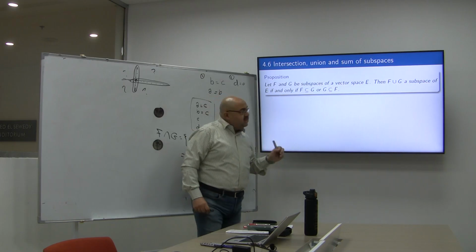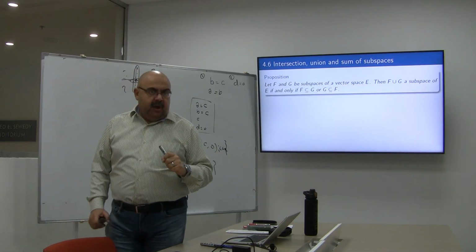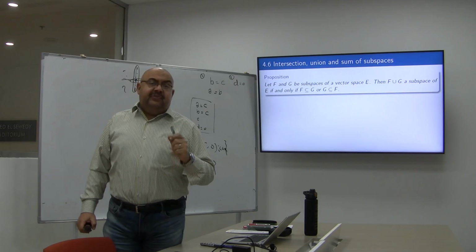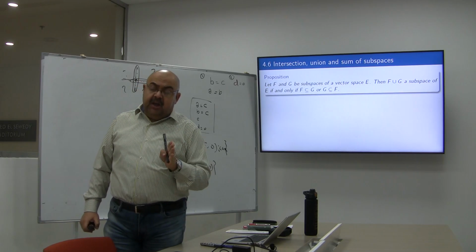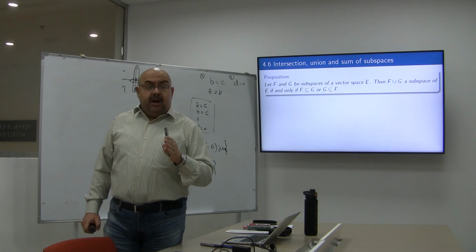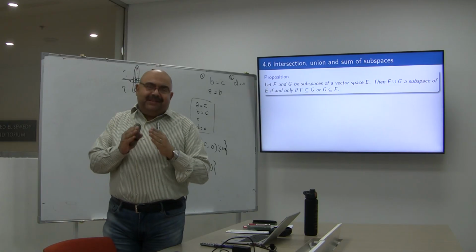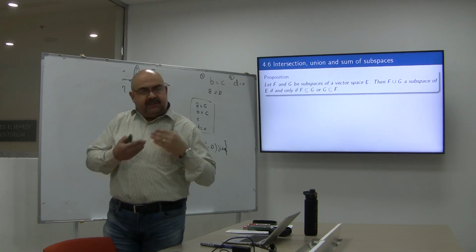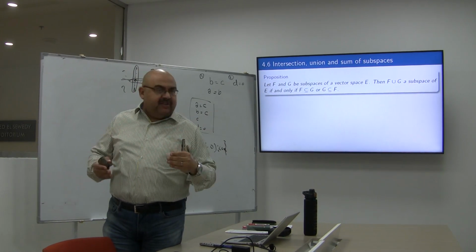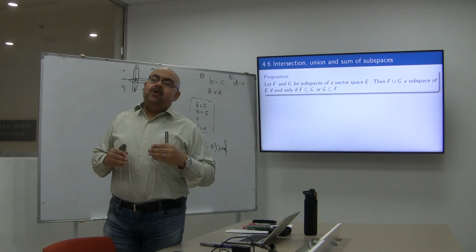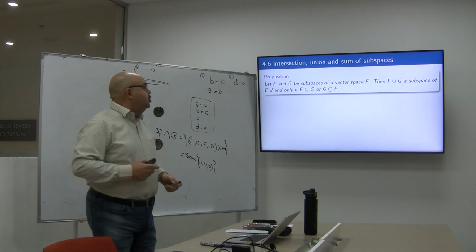This statement is, in particular, to answer the question: if F is a subvector space and G is a subvector space, is the union F union G always going to be a subvector space? No, in general there is no necessity to have a subvector space, as in the previous examples. But sometimes you will have a subvector space. So when are you going to have a subvector space in the union? It will happen, but under one condition.